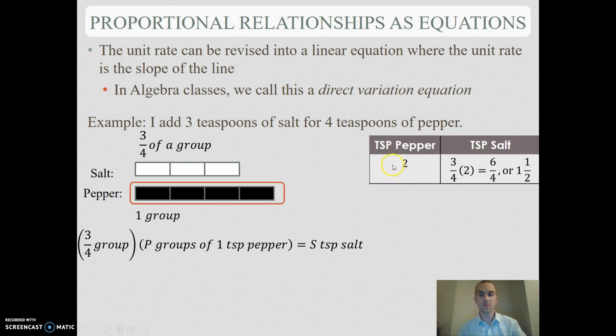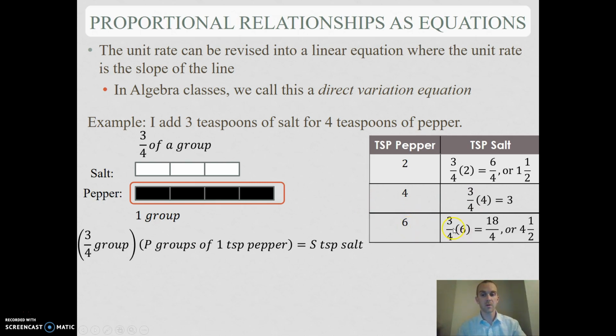So if we made a table, say we had 2 teaspoons of pepper, we knew that we could do 3/4 times 2 and get 1.5 teaspoons of salt. If we made 4 teaspoons of pepper, we could plug that in and see that would give us 3 teaspoons of salt. If we did 6 teaspoons of pepper, that would give us 4.5 teaspoons of salt. So in essence, if we take p teaspoons of pepper, 3/4 times p will always give us the amount of salt we need, or S. And there's that direct variation equation.